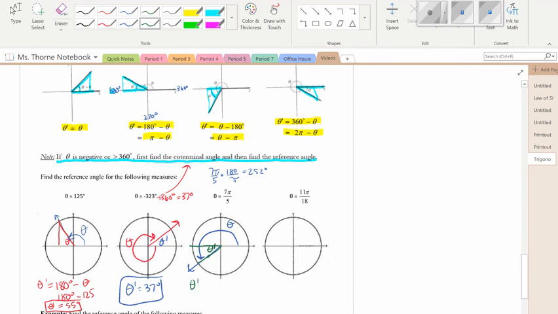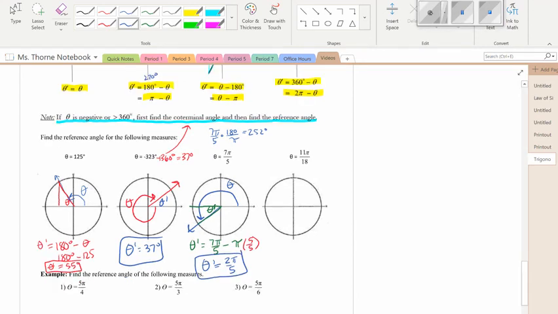So theta prime, since we're in this quadrant, that means we take the angle, which is 7 pi over 5, and we're going to subtract it from 180, or because we're using radians, we're subtracting pi. We need a common denominator, so you're going to multiply this by 5 over 5. So 7 pi over 5 minus 5 pi over 5 gives us theta prime being equal to 2 pi over 5. See if you can do the next one on your own.